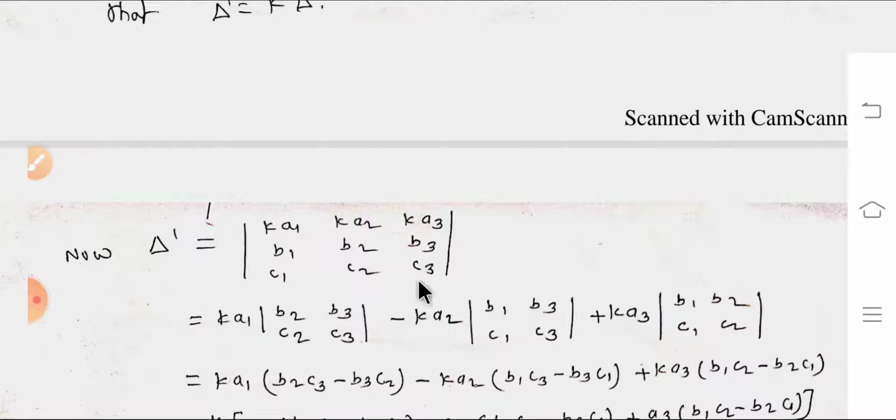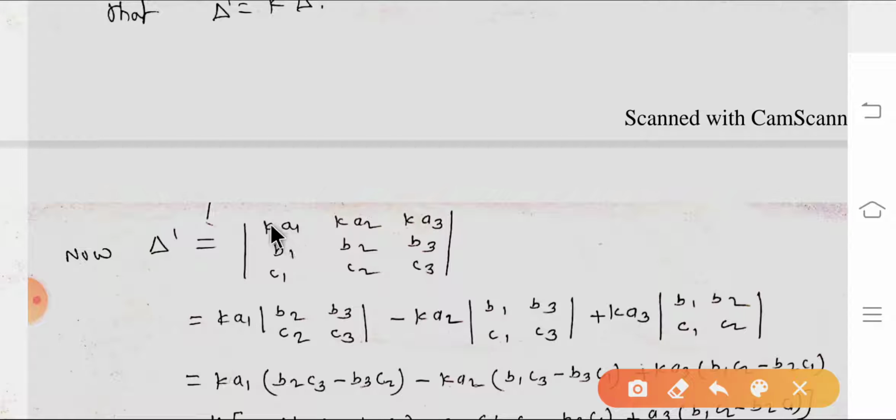So expanding by the first row, we have that is equal to k into a1 times the determinant of the remaining elements, neglecting the first row and first column: b2 b3 c2 c3, minus ka2, now neglecting this row and this column, the remaining elements are b1 b3 c1 c3, plus ka3, neglecting this row and this column, the remaining elements are b1 b2 c1 c2.